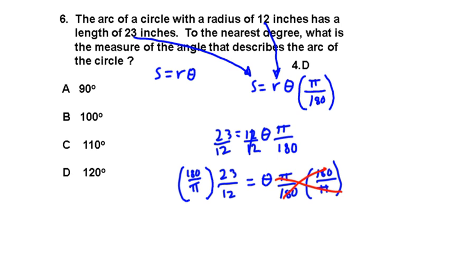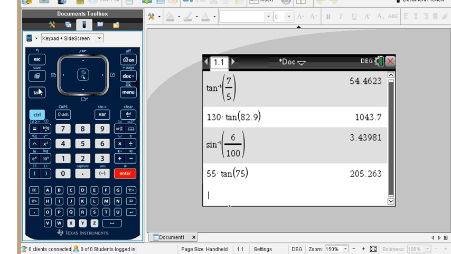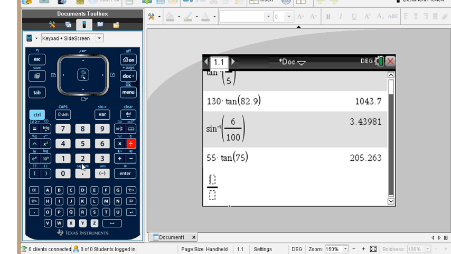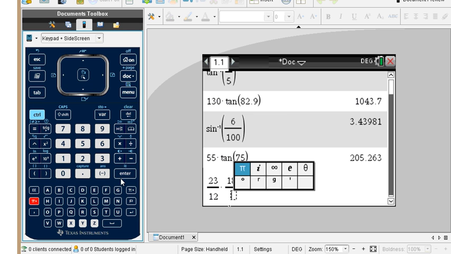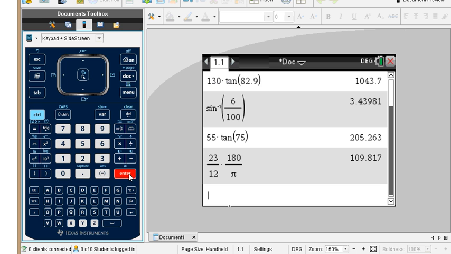I'm going to do that first. 23 twelfths, oops. Here we go. 23 twelfths times 180 over pi. There's 180. Down here is our pi symbol. It's that H. Center. This. So we get about nearly 110 degrees.